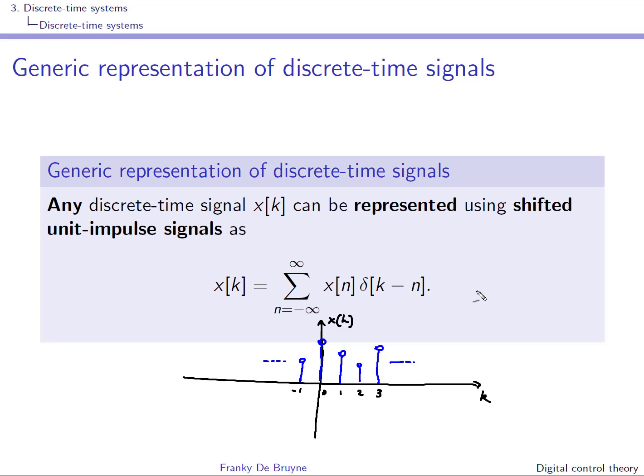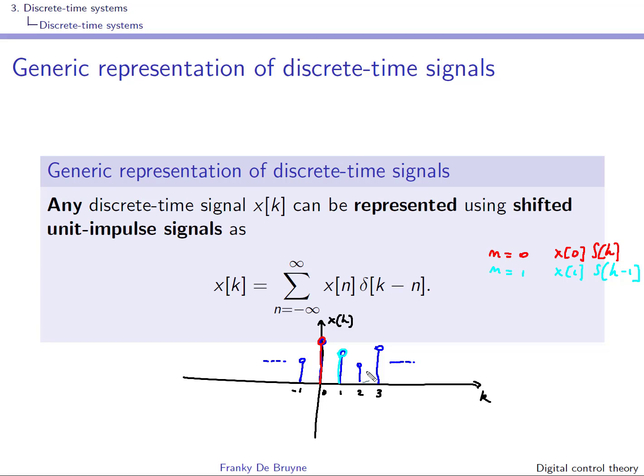Let us consider, in red, the term that corresponds to n equal to 0. This term will be x of 0 delta k. It's an impulse that is located at k equal to 0, and that has the amplitude of x[k] when k is equal to 0. So it's this one over here. Let us now take, for instance, the term that corresponds to n equal to 1. That will be x[1] delta[k minus 1]. It's a delta that has been shifted to the right by 1, so it's located at 1, and it has the amplitude of x when k is equal to 1. So it's this one over here, right?